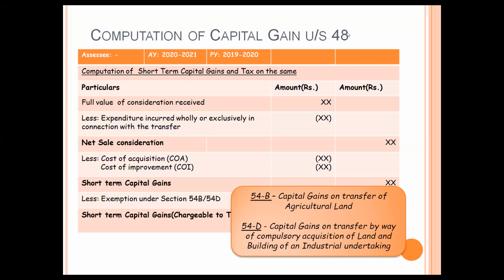There are a few exemptions available under section 54 for the capital gain. Again, we'll see this when we see scenario-based questions on the exemptions available. However, two specific exemptions available against short-term capital gains are capital gains on transfer of agricultural land, and capital gains on transfer by way of compulsory acquisition of land and building of an industrial undertaking. We'll see in yet another video, based on a scenario, how to claim, on what basis we can claim, and what are the conditions attached to section 54 for claiming the exemptions.